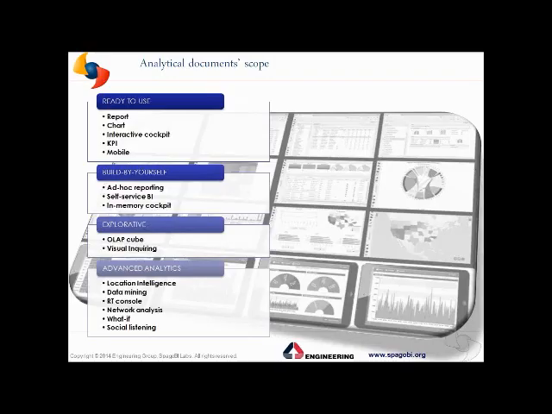Then we have explorative tools. This means I want to navigate data. So, for example, the OLAP queue, which we will briefly see, and all the visual inquiring tools. So this is to navigate data, to explore them. And finally, a wide set of advanced analysis. So analytical features from location intelligence to data mining, which is also new. We have fully integrated R with SpagoBI, the real-time network analysis, predictive analysis with what if, and social listening.